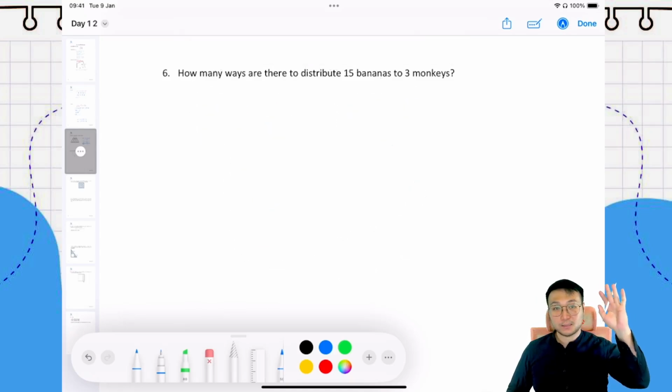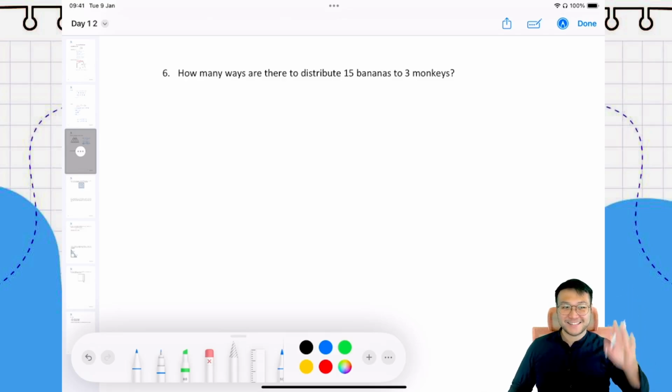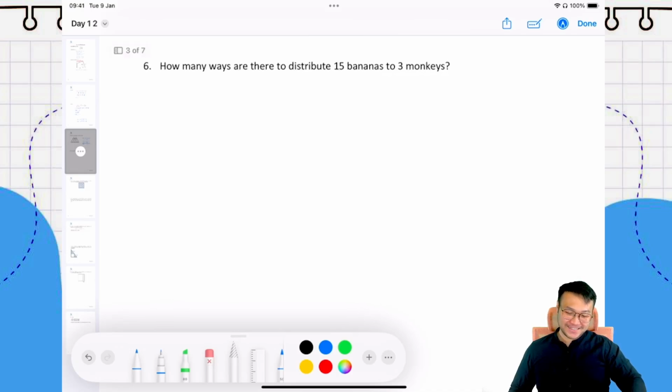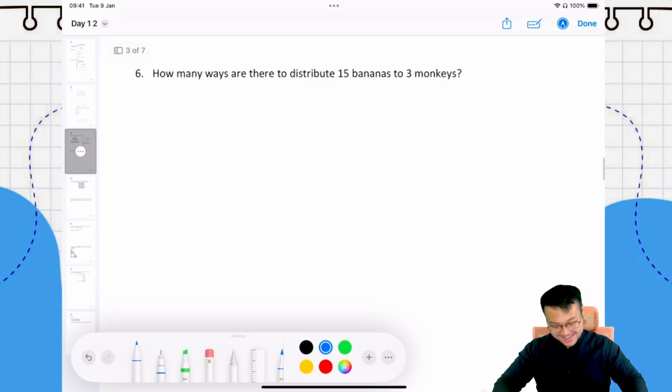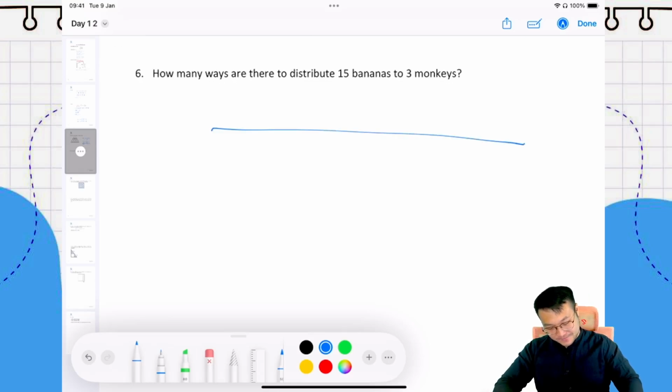Anyone have a shorter method besides making a list? Anyone can think of a short method to do this? How many ways are there to distribute 15 bananas to 3 monkeys? Nobody knows? Okay, maybe when I start drawing this, you might start to know. Okay, let me draw this, okay?